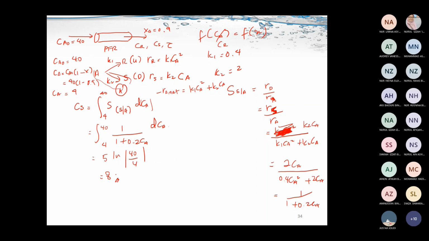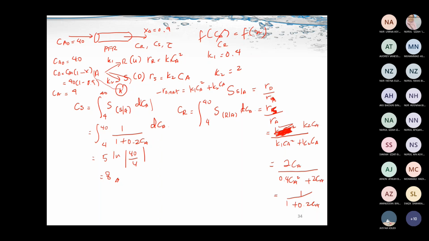Okay, so jawapannya ada 8. CS, the answer is S. Sorry, is 8. Okay, then we have to get what is R. Okay, so sekarang ni R pula, katakan kalau you nak dapatkan selectivity untuk R. Okay, so instead of CS, sekarang kita try to get the CR. So CR is equals to, 40 to 4, S. Okay, so sekarang ni adalah untuk concentration of R. So R over A. Okay, and then dCA.